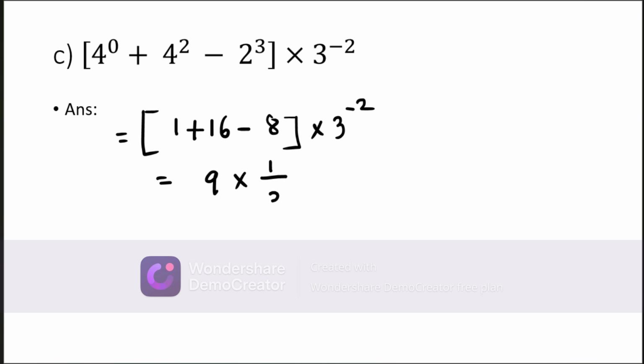So I write it as 1 by 3 square, the positive exponent form. So 9 into 1 by 3 square is 9 into 1 by 9. So cut the 9, the answer is 1. Okay, go to the next problem.